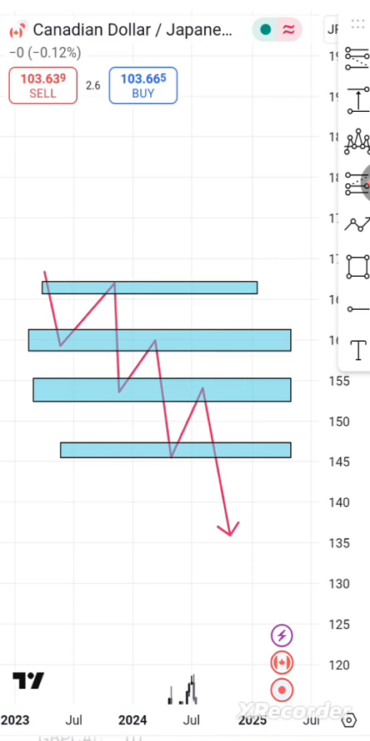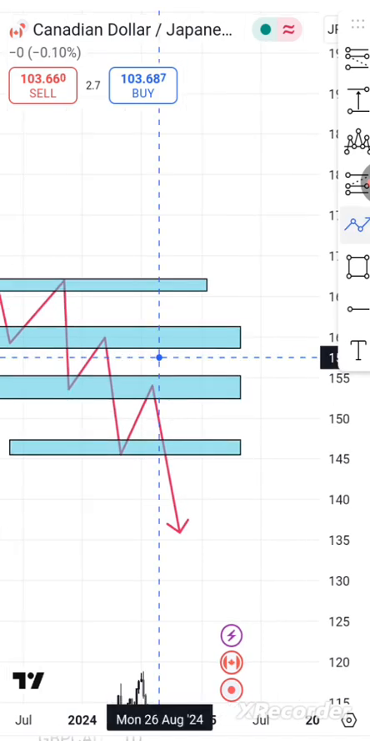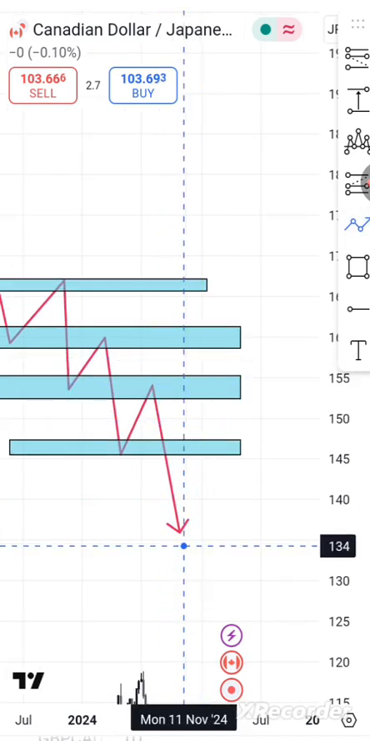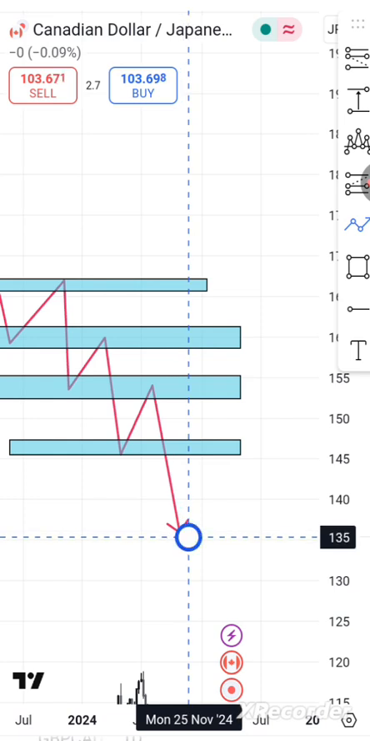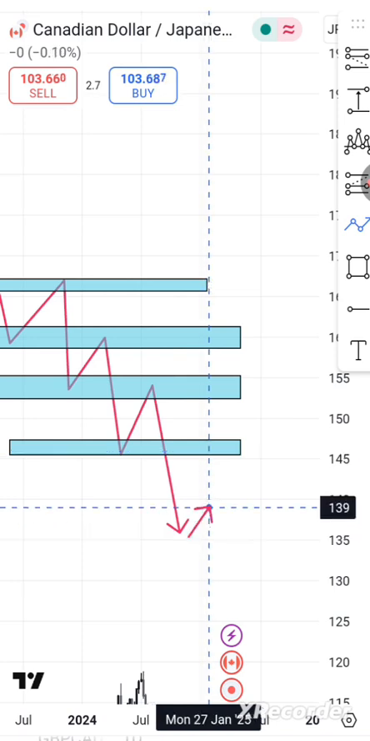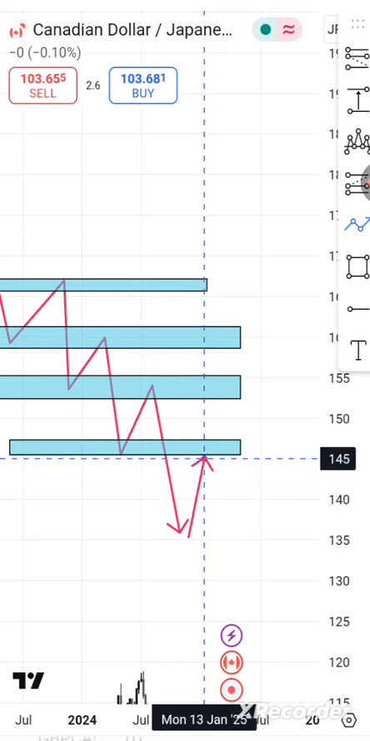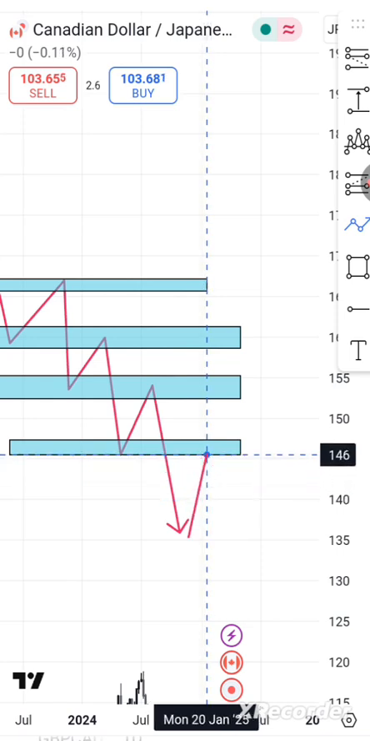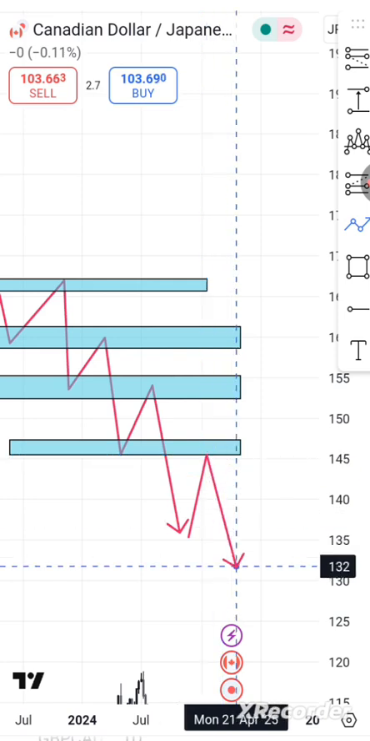If you are looking for an opportunity to sell, you sell at a resistance level, not at support. If you want to buy, you buy at a support level, not at resistance. Please note that. So if you want to sell this market here, we need to wait for the current price to come up to this resistance level before you can sell, and then come down to give us a new lower low.